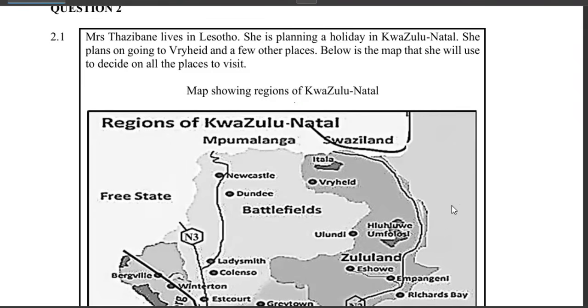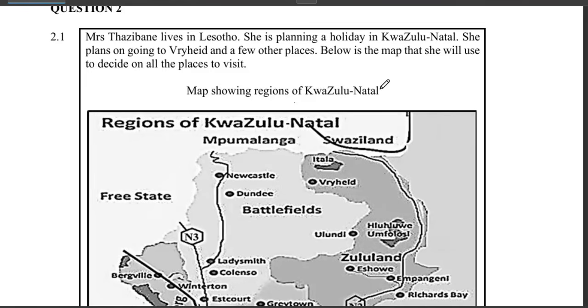Question number 2. Mrs. Tazibani lives in Lesotho. She's planning a holiday in KwaZulu-Natal. She plans on going to Welfare and a few other places. Below is a map that she will use to decide on all the places to visit.